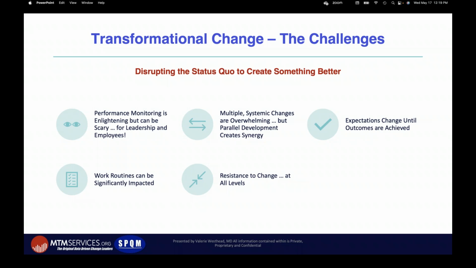So it's making sure that we are looking at the impact of making all these changes, realizing that this parallel development is kind of creating a synergy, makes it easier to keep the momentum going on all the changes that have to happen.